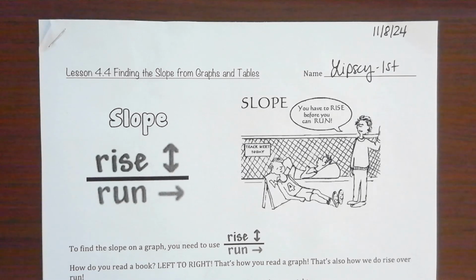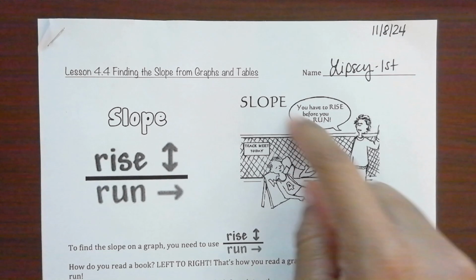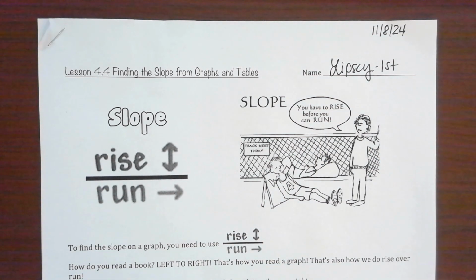So slope, written as a fraction that we're going to be using here, is rise over run. This is something that you've heard before. This isn't really anything new. It's just a review and an extension. So the best way to understand how slope works is to look at this little word bubble up here. It puts it in a more physical or a more real world way, but in order for you to be in the track meet, you have to rise before you run. You can't be running while you're laying down.